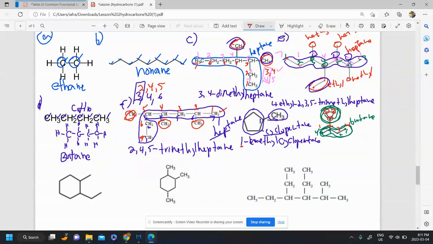But since we have a cyclical propyl group, we have to call it cyclopropyl. So this is 2-cyclopropylbutane. And there's your molecule name.